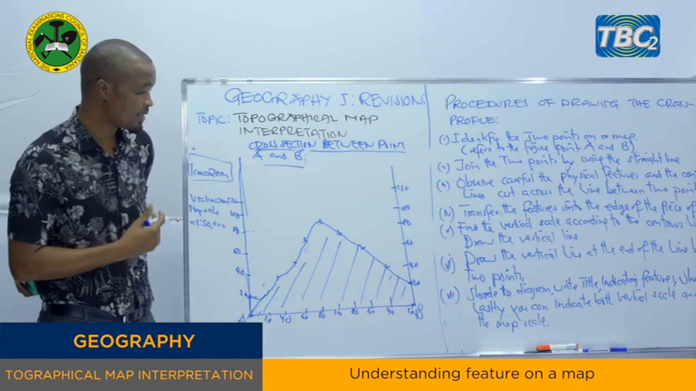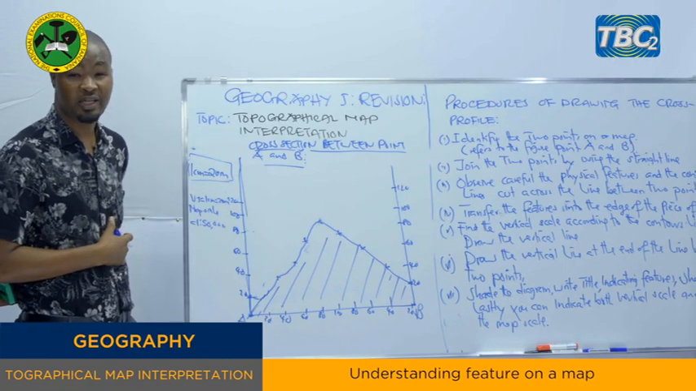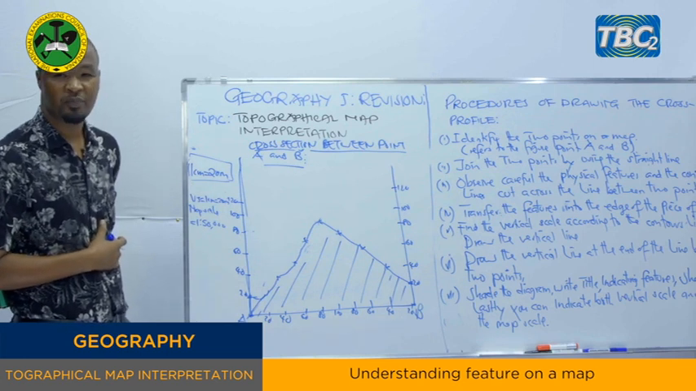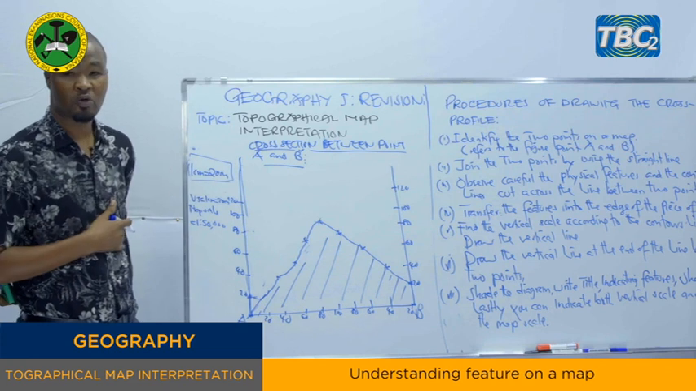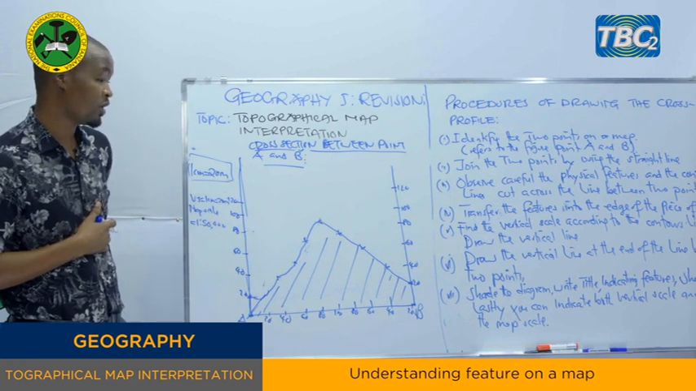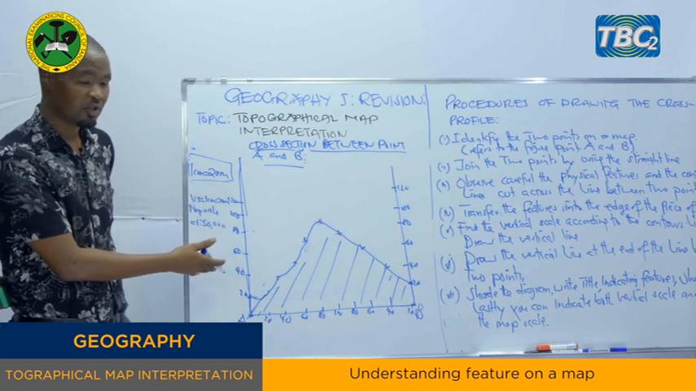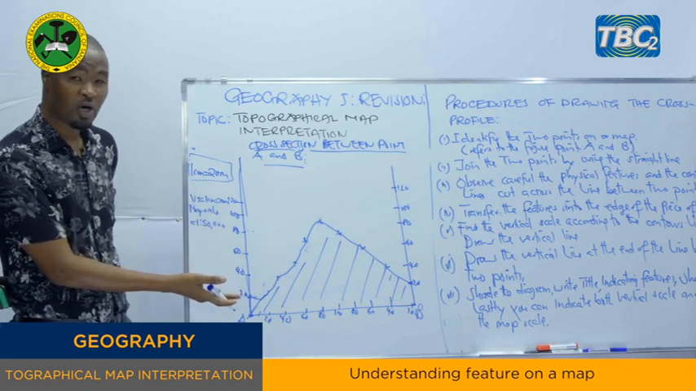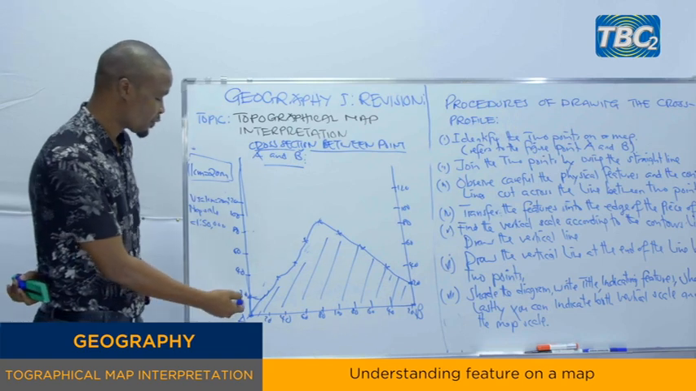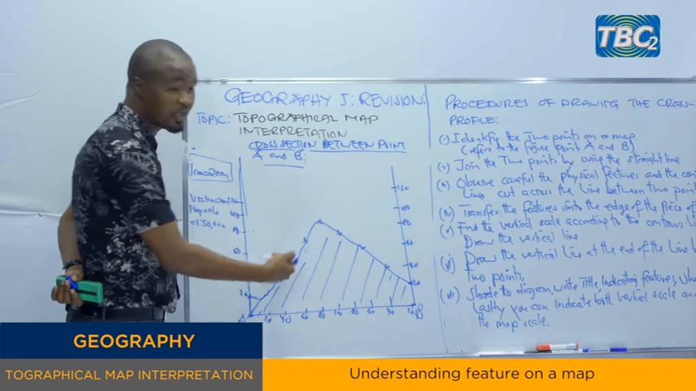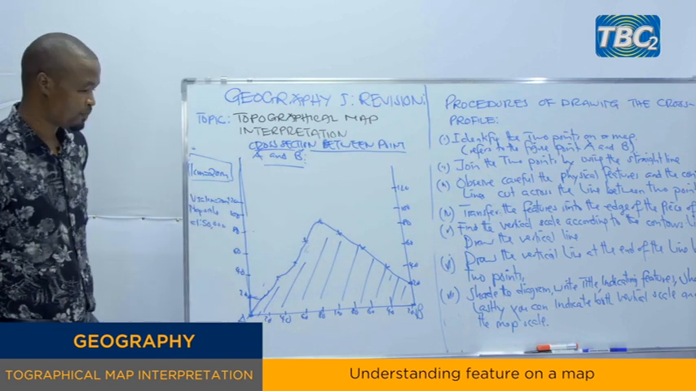Thereafter, you may be asked to find what you call the vertical exaggeration. So listen to me very carefully. Or sometimes you may be asked to find what we call the gradient. You have to be very careful in finding the gradient because it's related to our cross section. Remember, gradient refers to the steepness or the gentleness of the slope in your diagram, okay? How steep or gentle the slope is between the two points on the map.